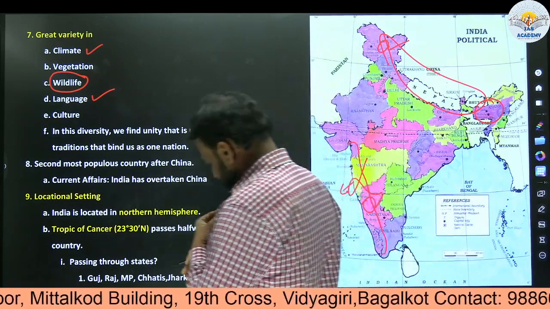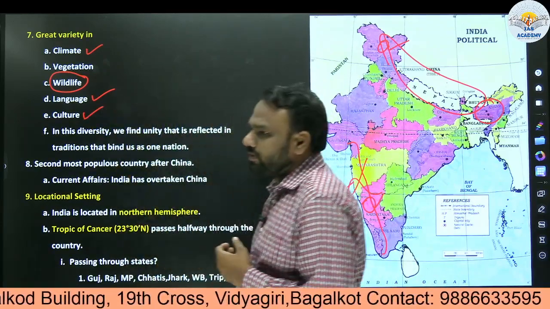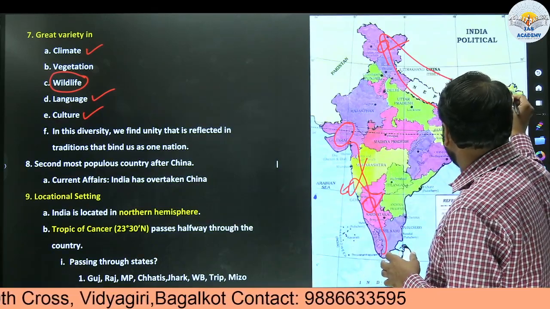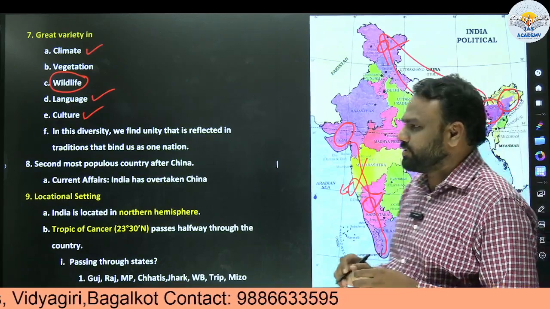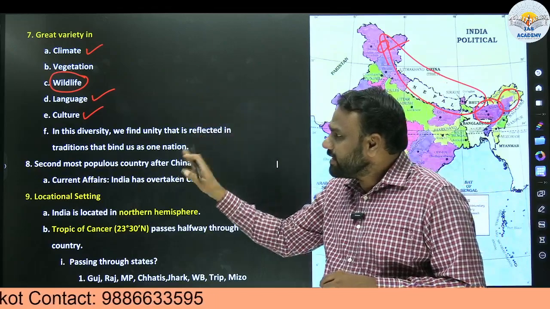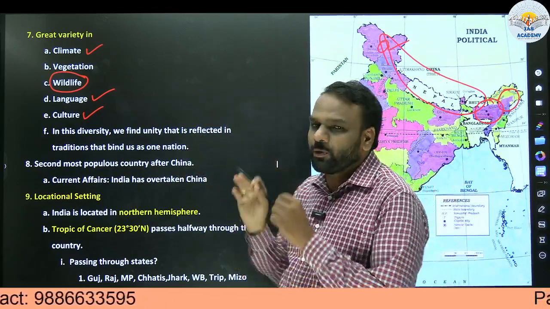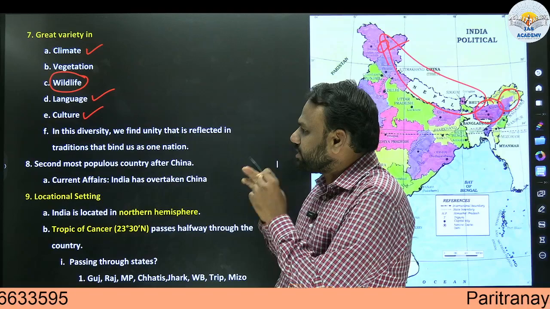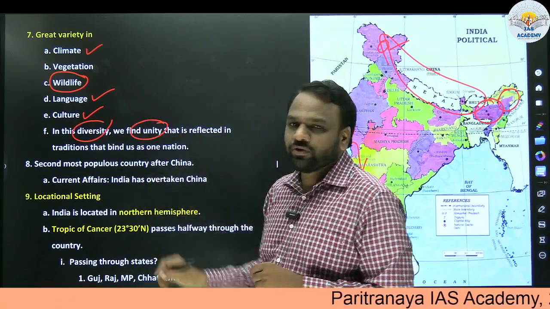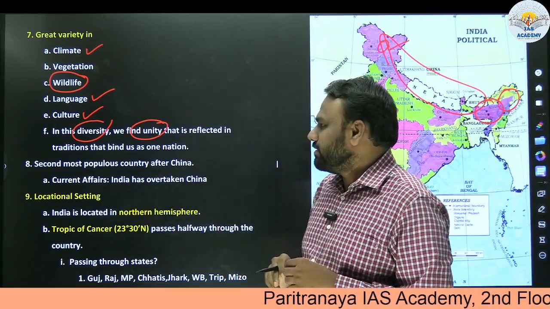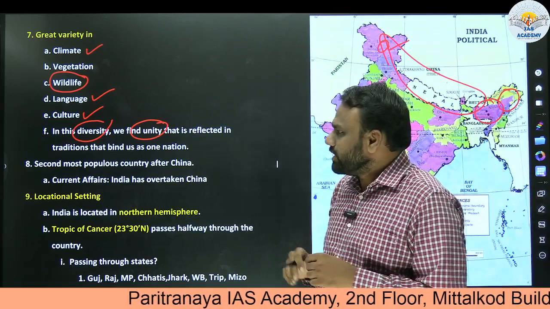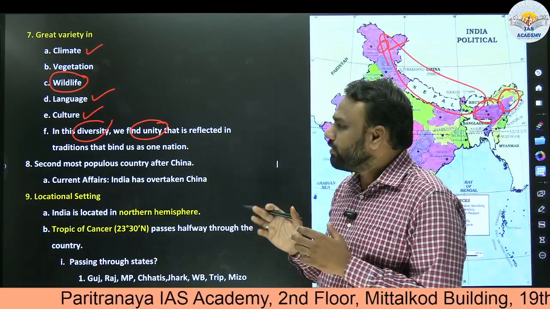Next, when it comes to culture, an example of culture can be festival. The type of festival celebrated in Gujarat might not be the same as the one celebrated in Arunachal Pradesh. So there is diversity with respect to culture. But despite these diversities with respect to climate, vegetation, wildlife, language, and culture, we find unity. We are united as a nation. This is a very important point. Despite such diversity, we are united.